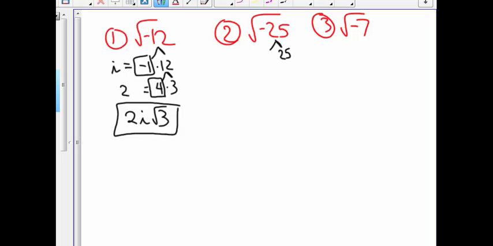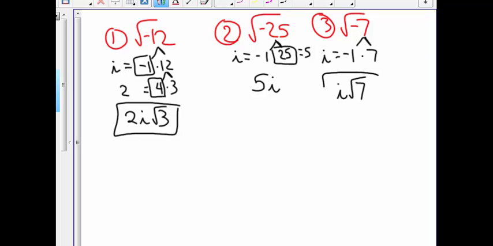Now -25, we've got 25 times -1. Well, the square root of 25 is 5, and the square root of -1, again, is i. So we have 5i. All right, square root of -7, -1 times 7. 7 does not have any perfect squares, so we just have i radical 7. Again, make sure you can do this. It'll be very important for us solving for complex solutions with quadratics.